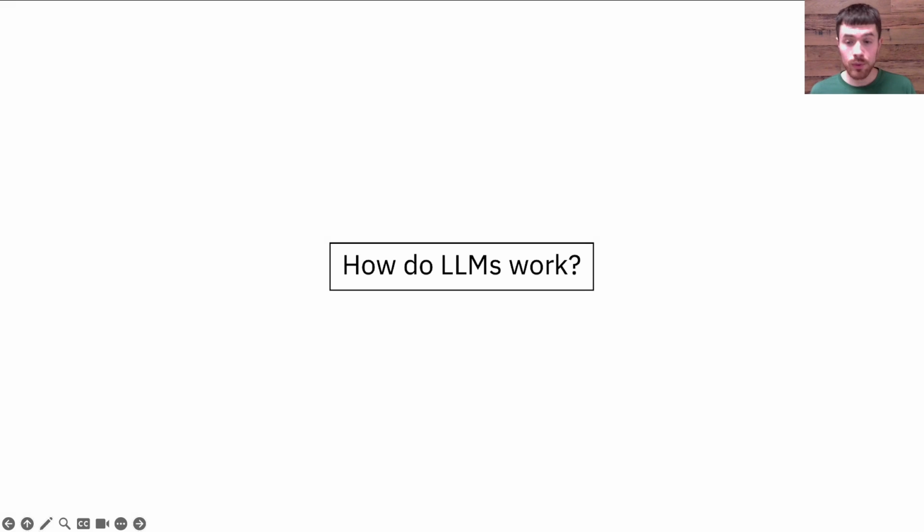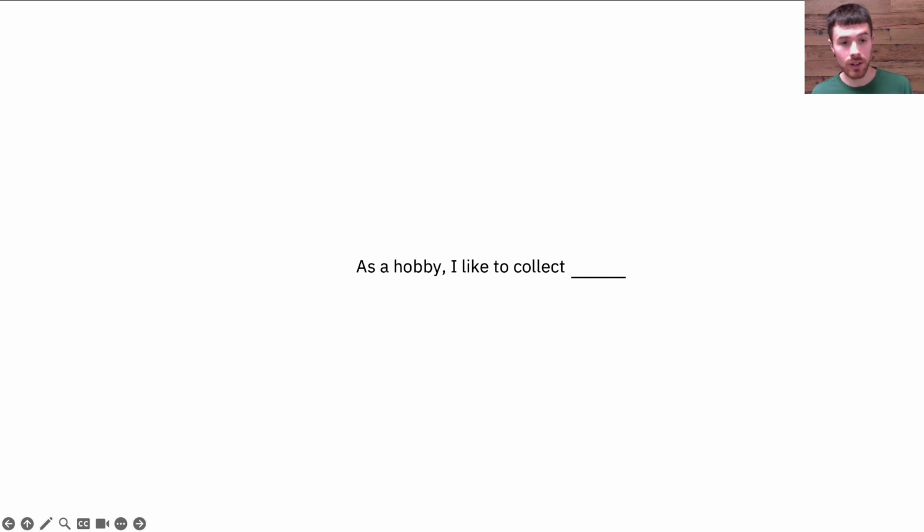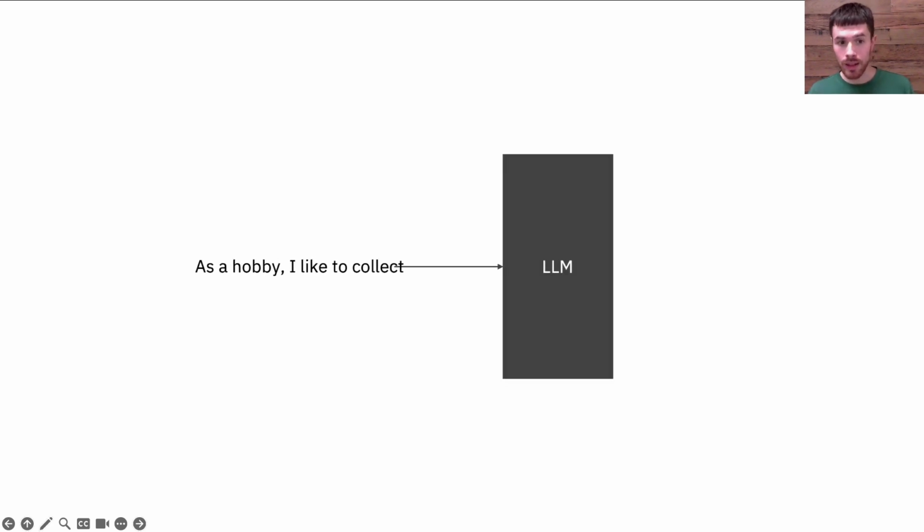For that, we need to first understand how language models work. And for the purposes of this presentation, let's say that language models are just things that play a game, the game of fill in the gap. So I'll give you one example. As a hobby, I like to collect, fill the gap. I'm gonna take this phrase and I'm gonna give that to a language model.